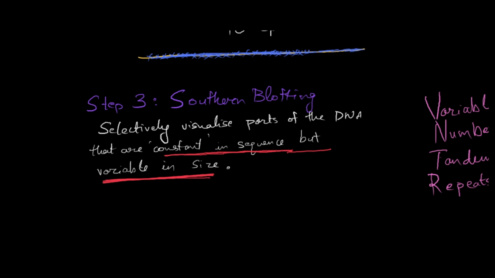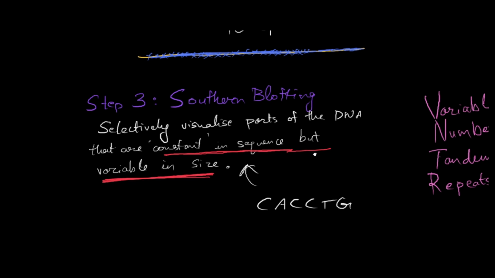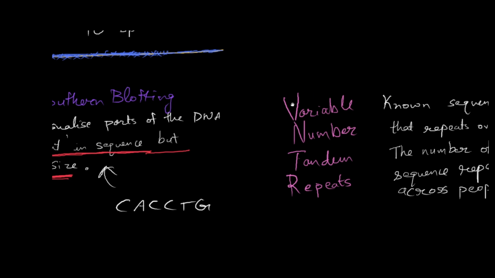What I really mean by constant in sequence and variable in size should bother you, because if I give you a sequence CACCTG, so this is a constant sequence, how could it vary in size? Because it's the same sequence, right? It's 6 nucleotides long. You could even tell what the molecular weight of this sequence would be. So how could it vary in size? And the answer is that's where something called variable number tandem repeats come in.